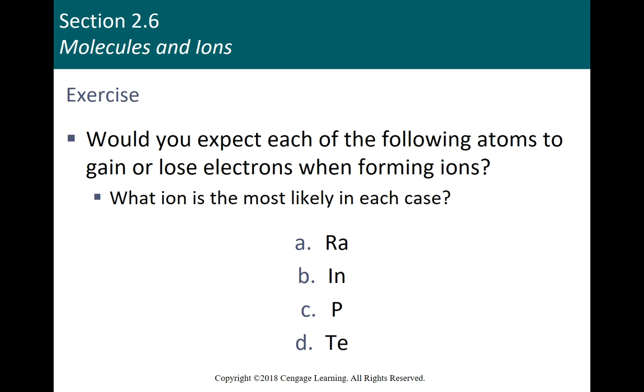Well, it's going to want to become like the nearest noble gas. And so the nearest noble gas in numbers to radium is radon, which is element 86. So radium is going to want to behave like radon, but in order to do that, it needs to lose 2 electrons. So it needs to get 86 electrons, just like radon does. And so radium is going to lose 2 electrons, and it's going to become a +2.